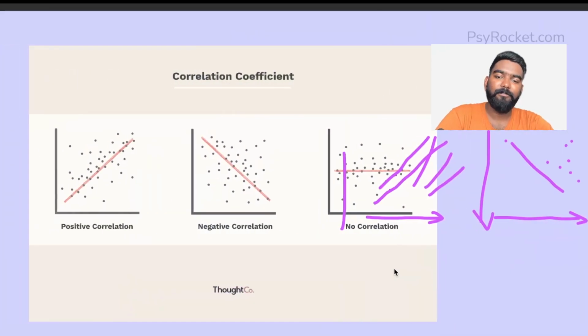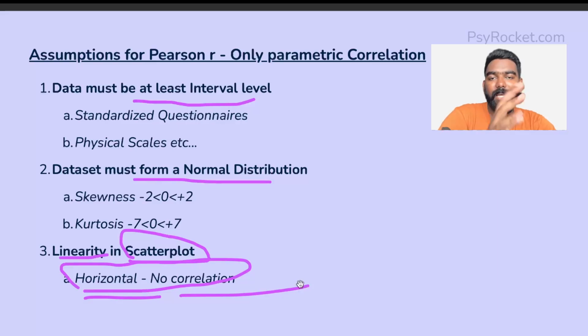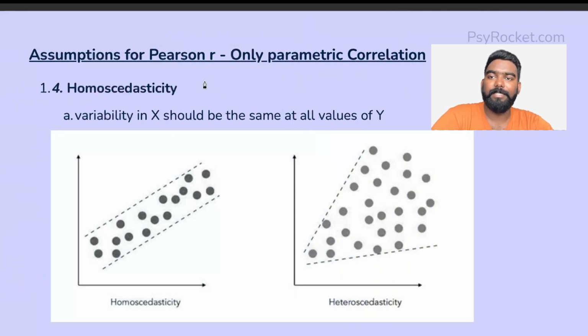But in order to perform Pearson's r, your correlation must be shown as linear. Okay, if it is horizontal there is no correlation, and if your scatter plot shows any shape like the ones I have shown now, they are non-linear correlations.